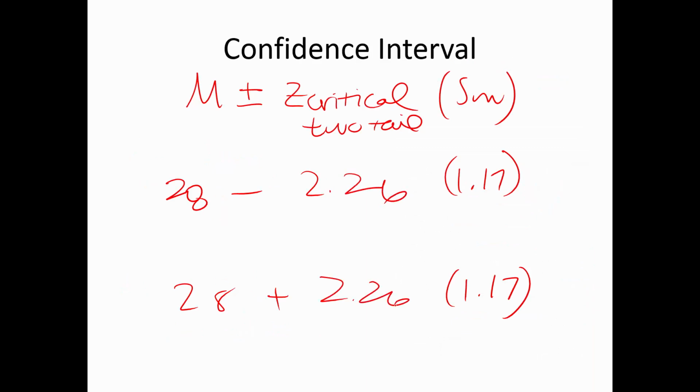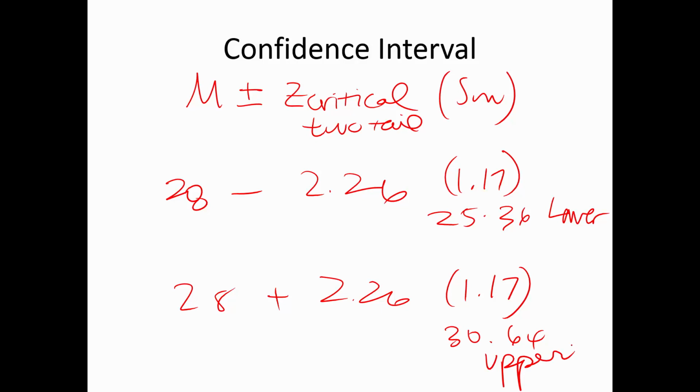Let me calculate that really quick. So I've got 2.26 times 1.17. 28 minus that number, so I've got 25.36 as my lower limit. I'm going to do the same thing. 2.26 times 1.17 plus 28, and I've got 30.64 as my upper limit.